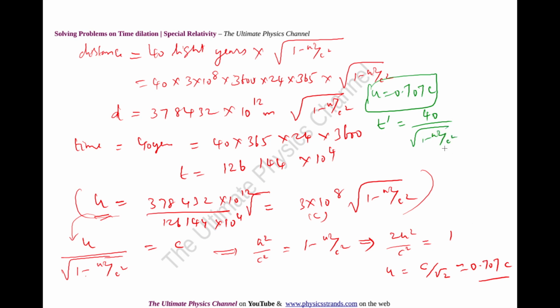We will plug this u value here, and then calculate t prime, and we would find that that would be around 56.57 years for the total trip. That is 16.57 years or 16.5 years that are added in the Earth's clock compared to the clock on the spaceship.